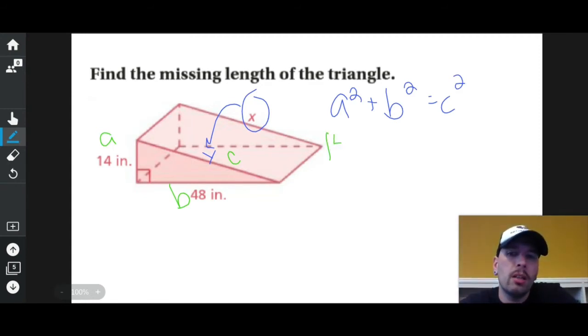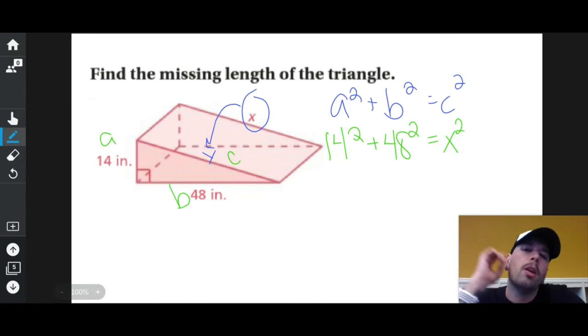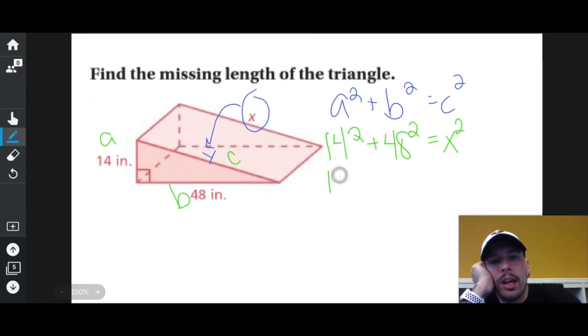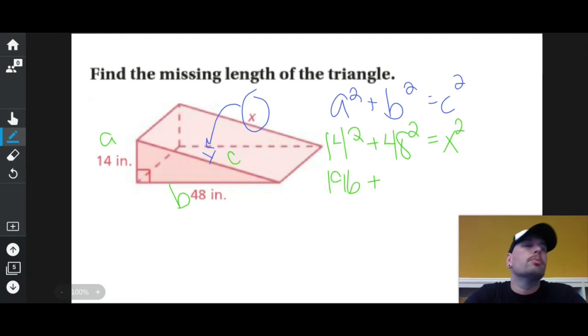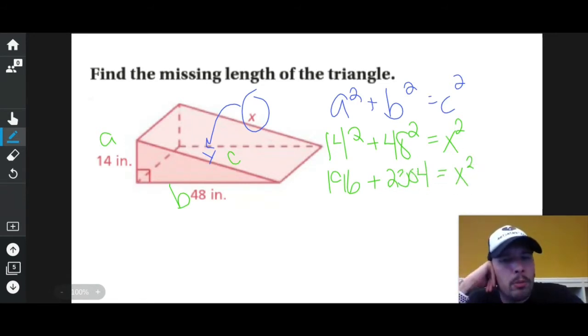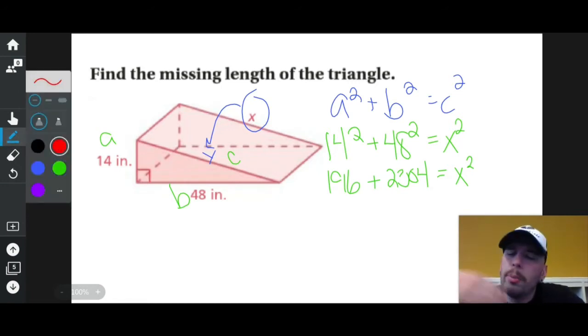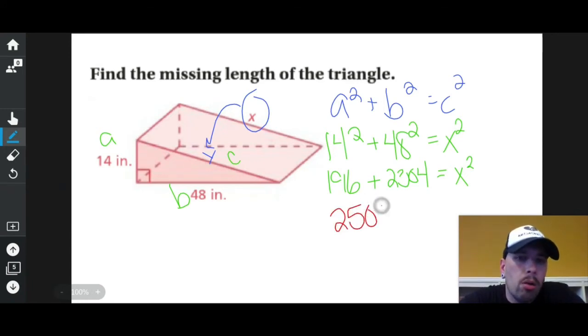So I have 14 squared plus 48 squared equals X squared. 14 squared is 196. What's 48 squared? 48 raised to the second power is 2,304. Look at that. I know something magical is going to happen just by looking at those numbers. Well, look at the two numbers on the left. They're being added to each other, so just add them. No way.